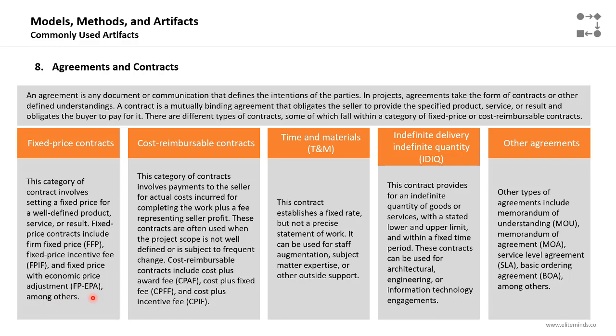So simply, a fixed price contract is a contract where we will set a fixed price for a product with a very clear scope and requirements. So we are not expecting a change in this product. In this type of contracts, the seller will carry the majority of the project risk, because there will be no changes to the price that were agreed on in the contract. There are different types. Firm fixed price.